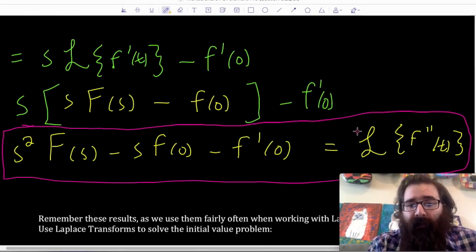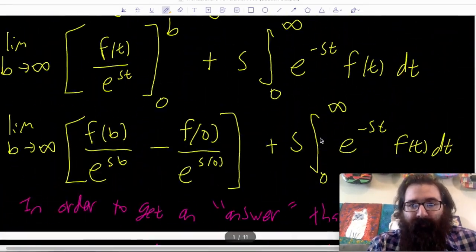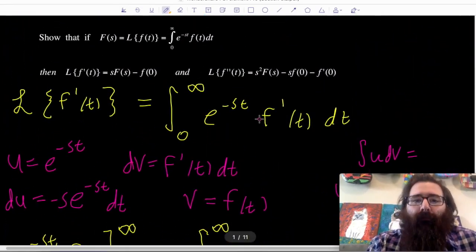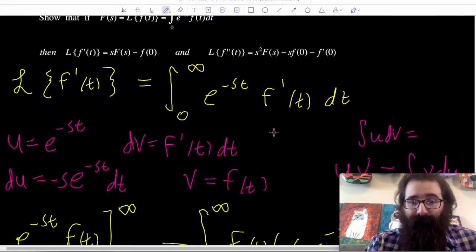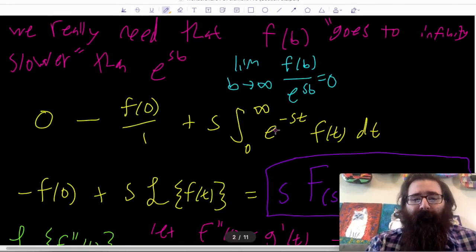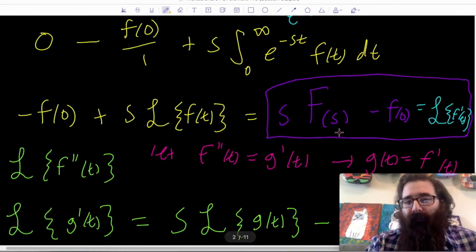But so now we're saying the Laplace transformation applied on f double prime is s squared times big F at s minus s times little f at 0 minus little f prime at 0. And let's see if that's what I was supposed to show. Moment of truth. s squared big F at s minus s times little f at 0 minus f prime at 0. So it follows directly from this first relationship.